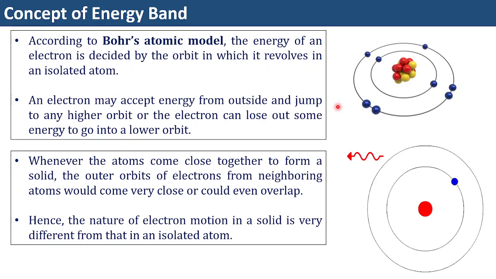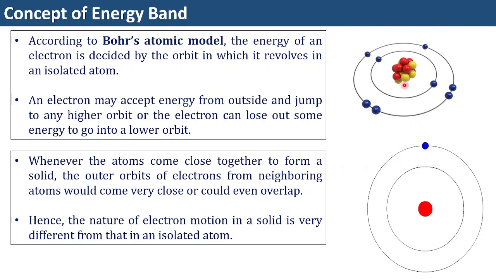So that gives rise to the concept of discrete energy levels. However, this is true only for an isolated atom. For example, if you keep a hydrogen atom isolated, not in the near neighborhood of other hydrogen atoms, then this theory is correct. But whenever the atoms come close together to form a solid, because the atoms must come close together, otherwise how would they form the solid, what happens? The outer orbits of electrons from neighboring atoms would come very close or could even overlap.